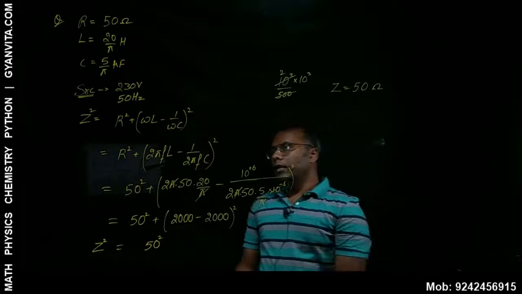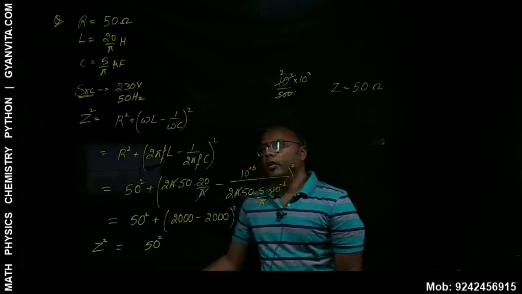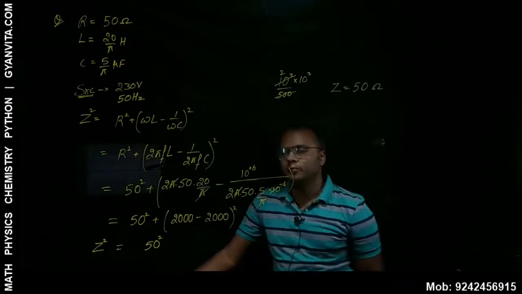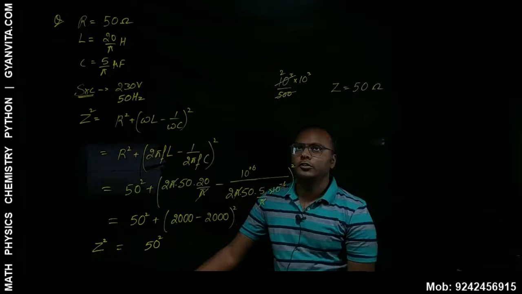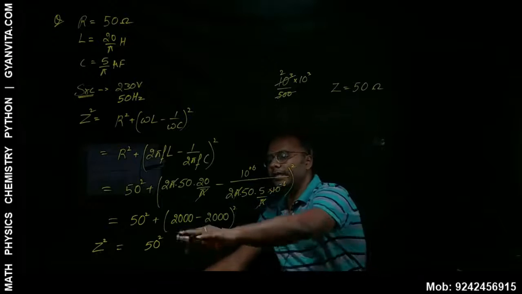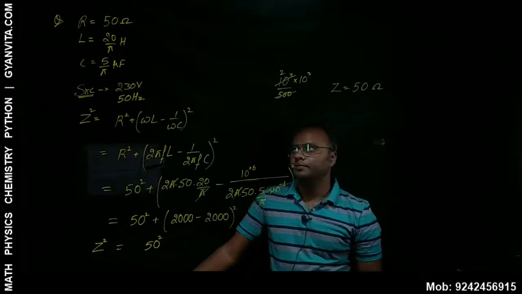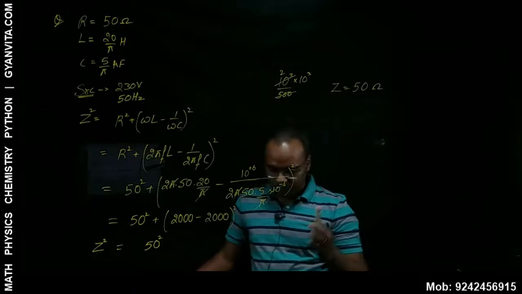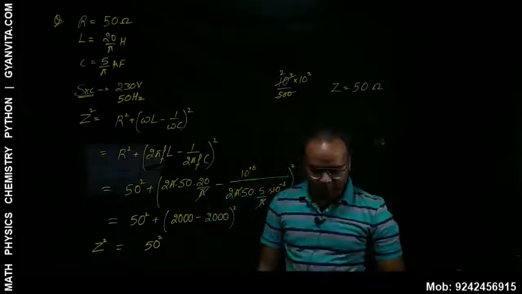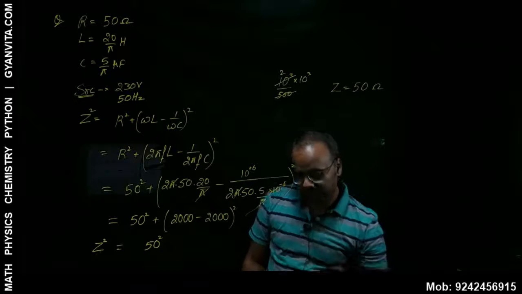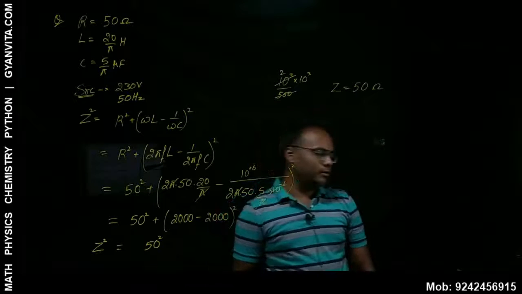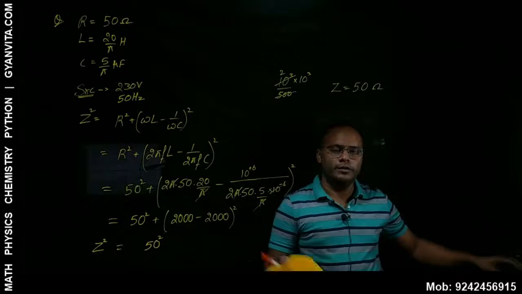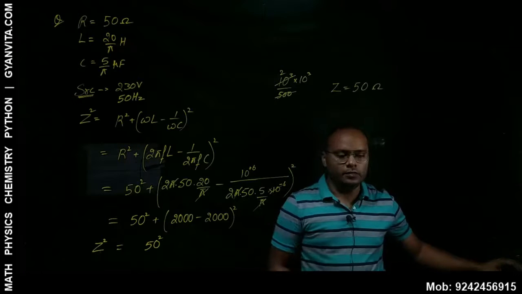We have solved it, and as you can see, it's not asked, but this is also the situation of resonance. Why? Because XL and XC are the same. So that was one of the questions based on the LCR series circuit, not exactly on resonance, but as we have seen, it is actually a case of resonance.